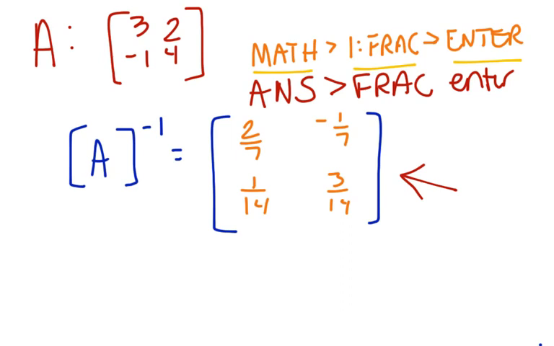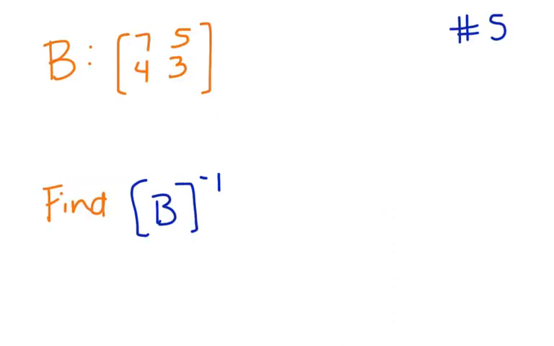So on your paper, just above number 5, write in what the inverse of matrix A is, and then we'll go on to number 5. Okay, number 5, we're going to enter matrix B, which is 7 5 4 3.